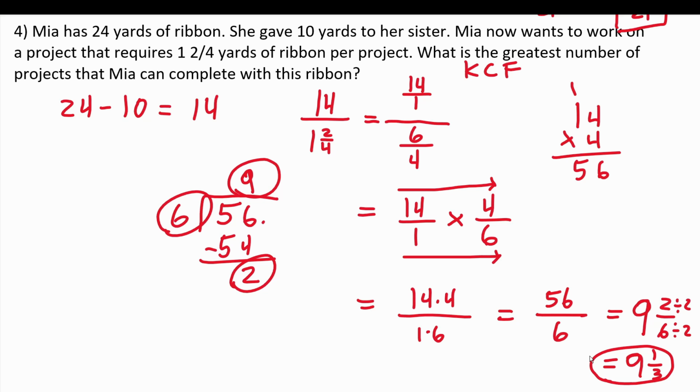Okay. So this one's either 9 1/3 if you want an exact answer. Otherwise, you would say she can only do 9 projects, given that she only has 14 yards with which to work. So that's this one.